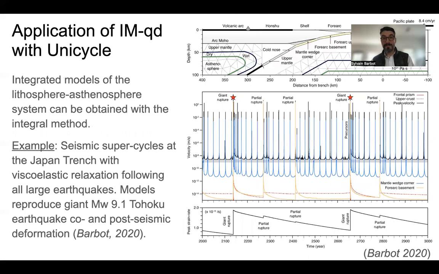So an application of this integral method, so now there's no boundary because it also involves volumes, is calculation of seismic supercycles at the Japan Trench that include the mechanical coupling between frictional sliding on the megathrust and viscoelastic flow in the oceanic lithosphere and the mantle wedge. So this is useful to represent the earthquake dynamics, but also the deformation that happens in the aftermath of earthquakes that can be documented with increasing resolution using geodesy.